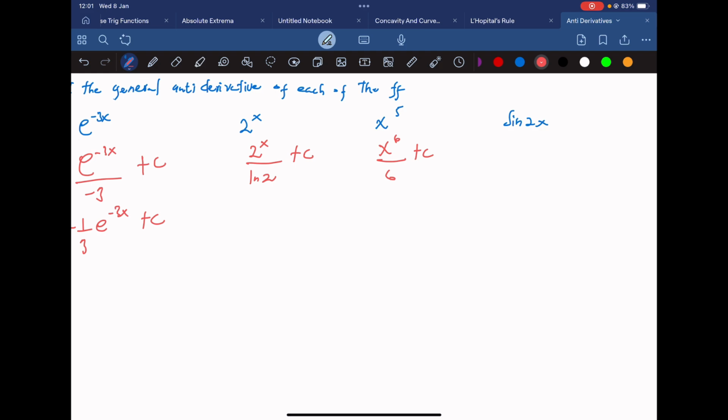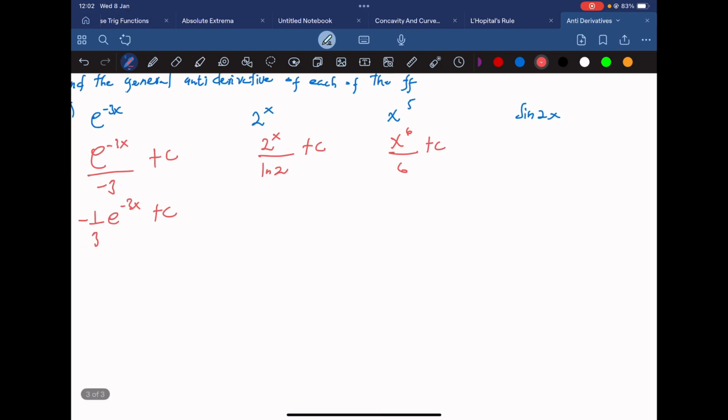Now, for sine of 2x, when you are differentiating, remember, you first of all differentiate this, 2x, you have 2. Then you differentiate sine, you have cosine of 2x. But now, instead of doing that, what you have to do is the opposite. So first of all, when you integrate sine, you get negative cosine of 2x right here. Then you divide by the differential of 2x. So if you differentiate 2x, you're going to have 2. Then you add your constant c.